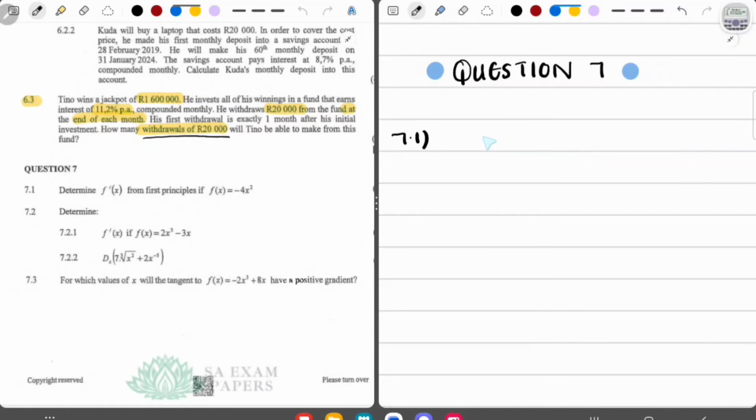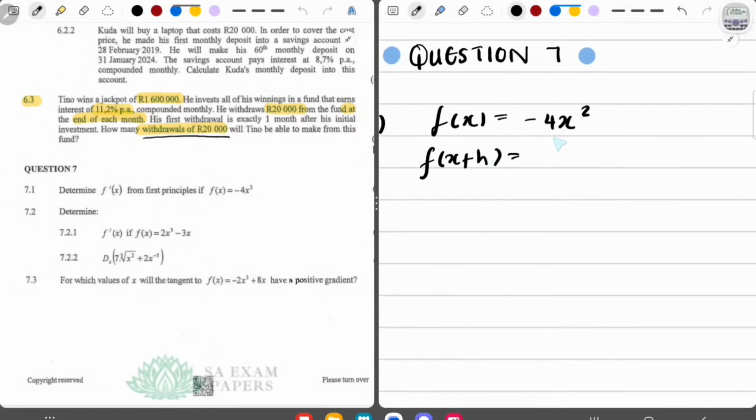So we need to determine f prime of x. First, find f of x plus h so that you have that out. Let me also just rewrite f of x so I don't get confused. So f of x is equal to negative 4x squared. And so f of x plus h would just be negative 4, and wherever you see x, replace it with x plus h. So x plus h all squared.